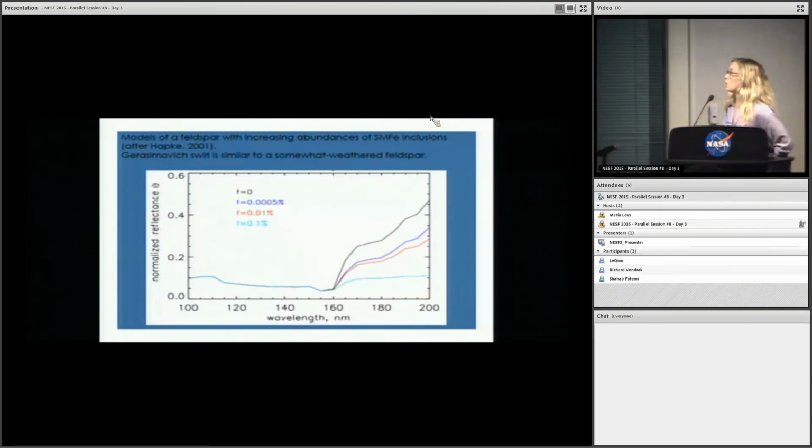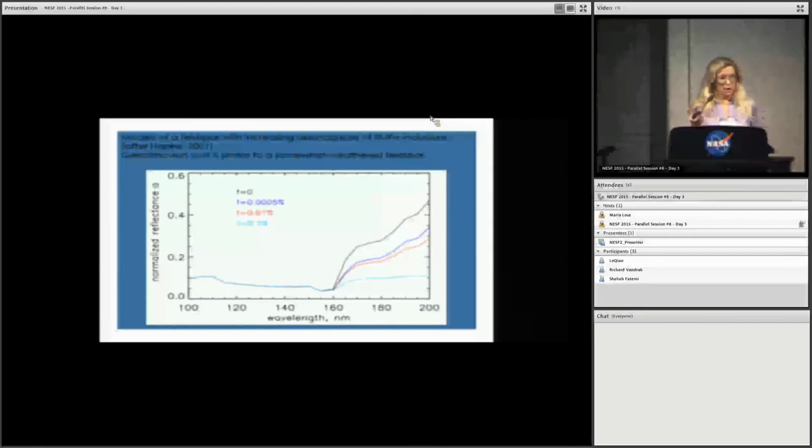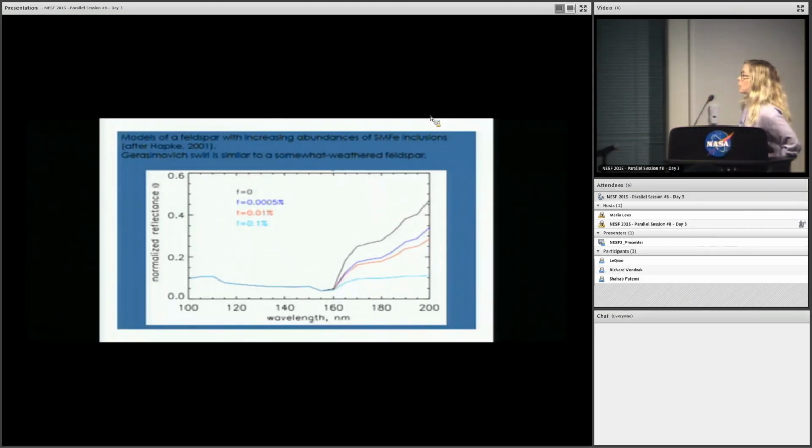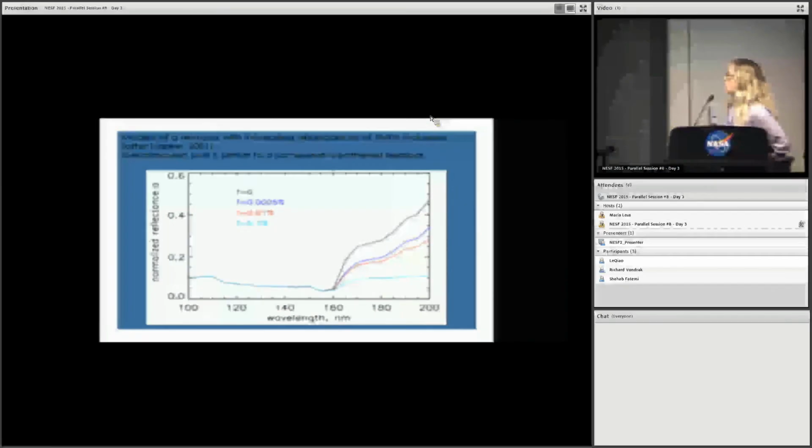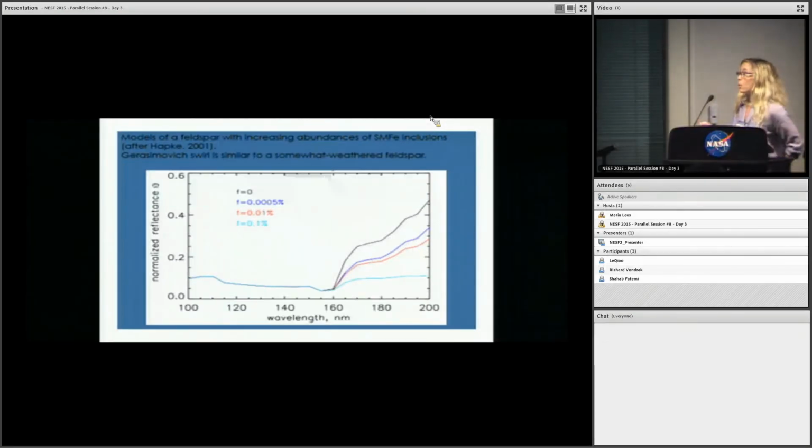The swirl regions actually look pretty similar to a feldspar, as I already mentioned, but more similar to a somewhat weathered feldspar. It's not a fresh feldspar. We've done models similar to what Hapke has done, where you can add inclusions of nanophase iron. What happens to the feldspar is that out in this transparent region here, the albedo drops. And so we think that the Gerasimovich swirl is something similar to a somewhat weathered feldspar.